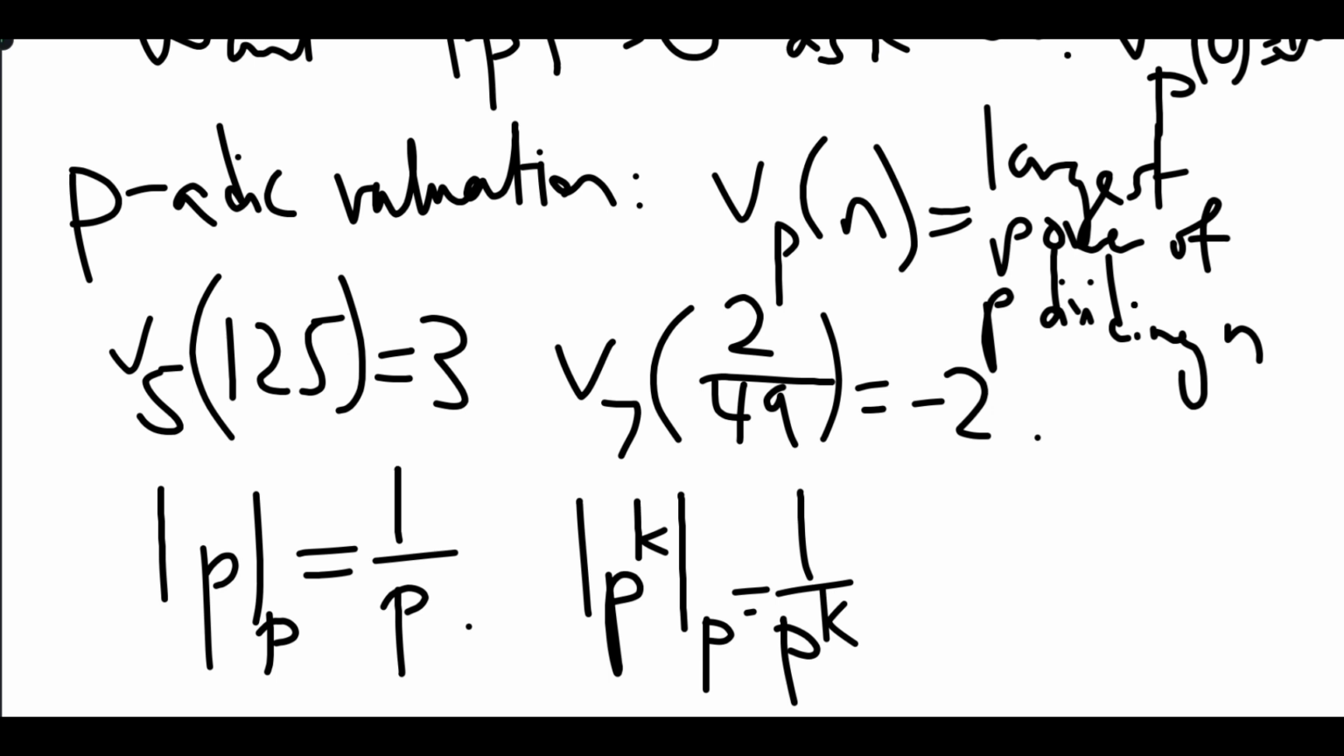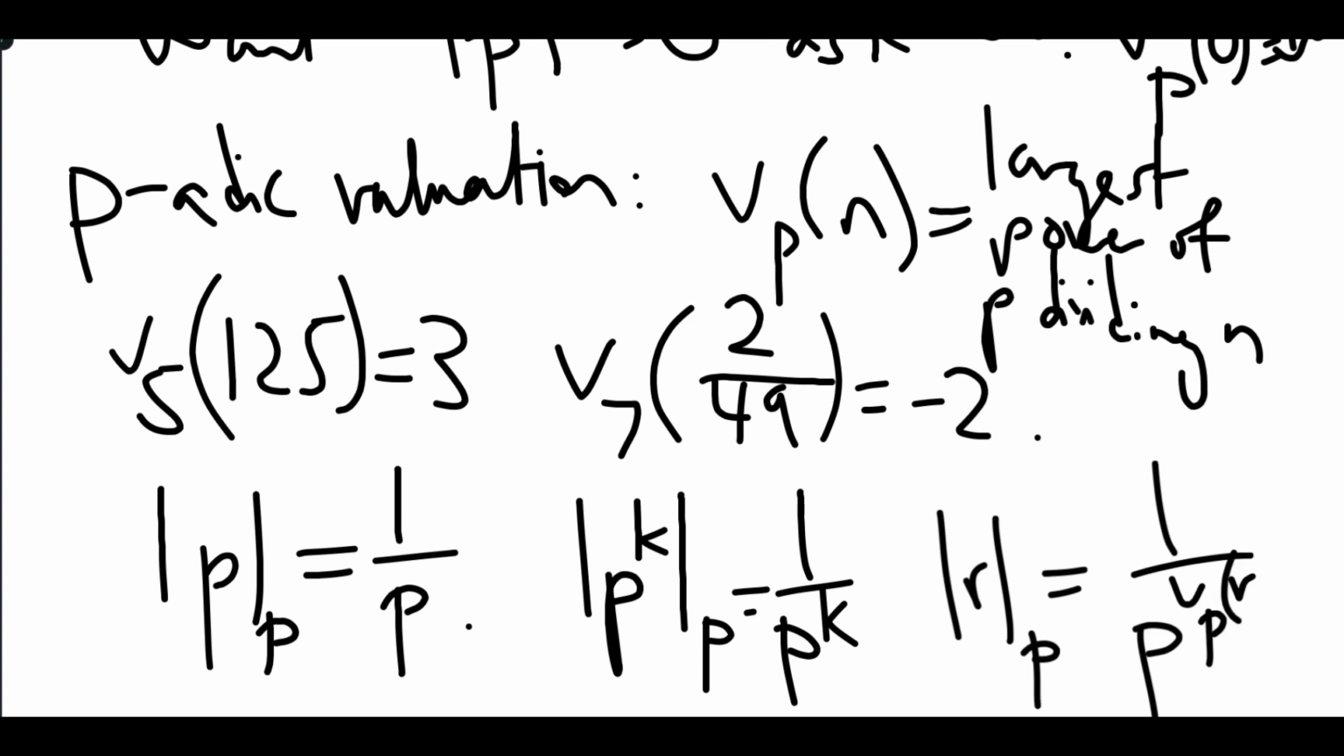And for a rational number r, the p-adic absolute value is the reciprocal of p to the power of the valuation. Again, complicated notation for something simple. So for example, the 5-adic absolute value of 125 would be 1 over 125, and the 7-adic absolute value of 2 over 49 would be 49. So you just take the highest power of p that goes into it, but you take the reciprocal, and that's your absolute value.